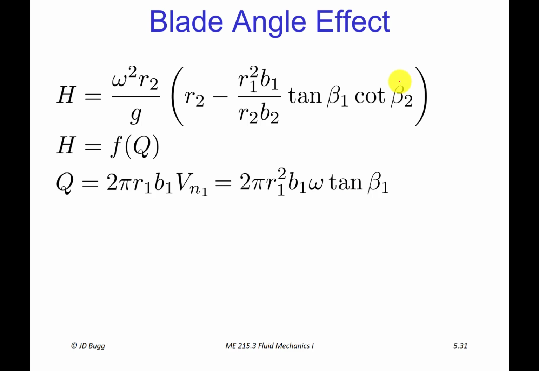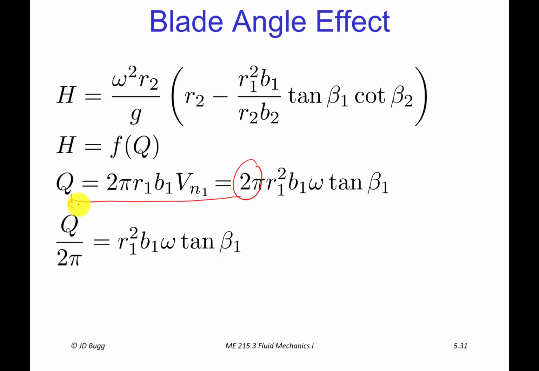Now, if you take a look at this term here, you can see that most of this stuff is up there. So we're going to be able to get rid of a bunch of this and get a Q in its place very soon. Well, to make that a little bit more clear, we're just going to take this 2 pi and move it underneath here because there's no 2 pi up in there, so we need to get rid of that. So now Q over 2 pi is R1 squared B1 omega tan beta 1.